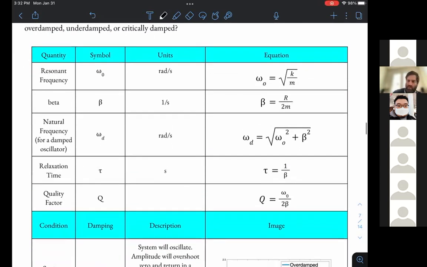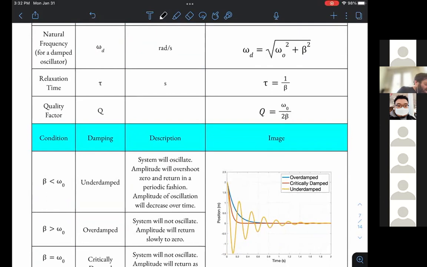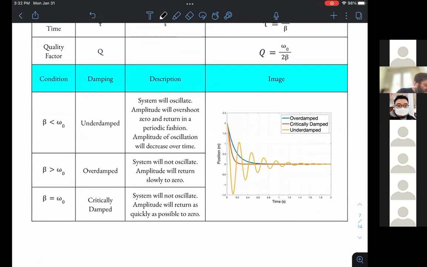I made you this table, and I hope this is useful. Like I said, this is going to be posted. You're welcome to copy it down. You have all of it in your notes, but it might be slightly better organized here. I hope that this will get you everywhere you need to go. Omega naught, we just have an equation. There's nothing to that. Beta, same thing. Tau, same thing. Omega_d, same thing. You're not asked for Q in this question, but I threw it in here for completeness, the quality factor. And then how do you determine whether it's underdamped, overdamped, or critically damped? I have all those conditions here for you.